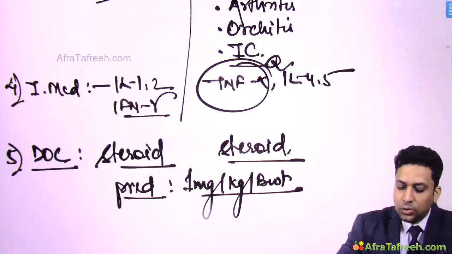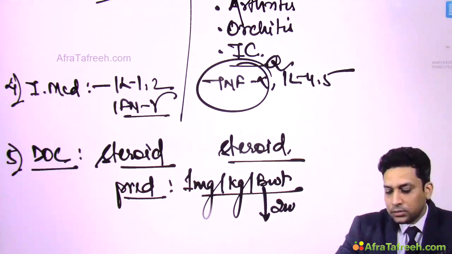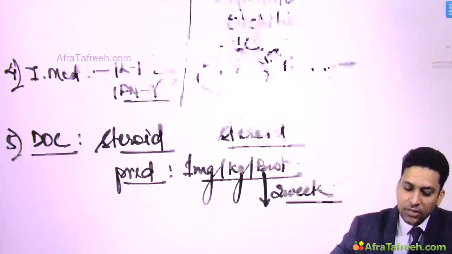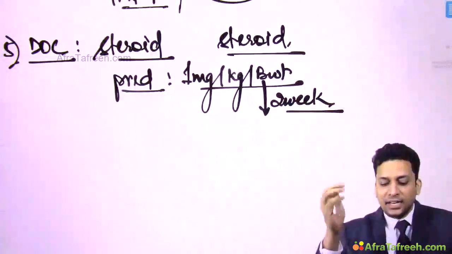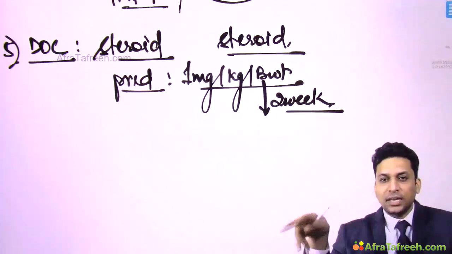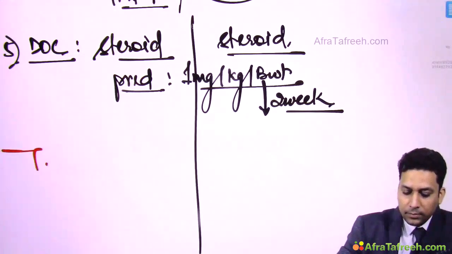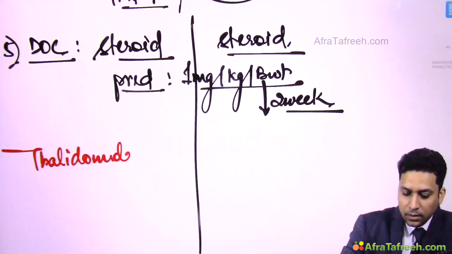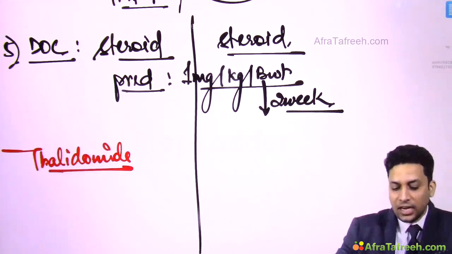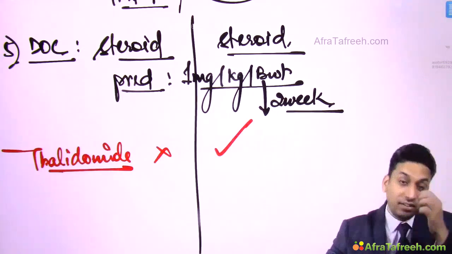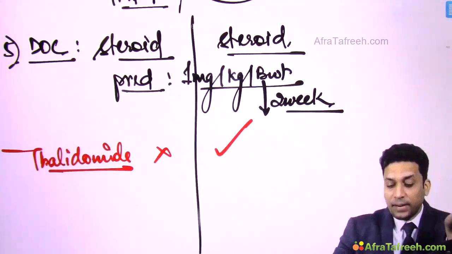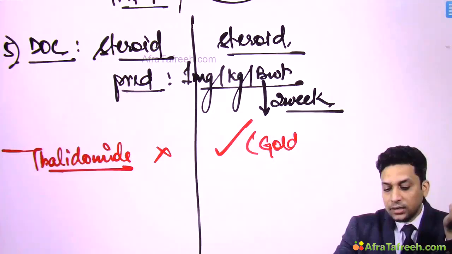We start with this dose, but we taper every 2 weeks. Like if there is a 60 kg patient, we start with 60 mg tablet, and then every 2 weeks we taper by 10 mg, like 50, 40, 30, so gradually we taper. But remember about this drug, thalidomide. Thalidomide is not effective in type 1, it is very effective in type 2, and it is so effective in type 2 that this is considered to be a gold standard drug.